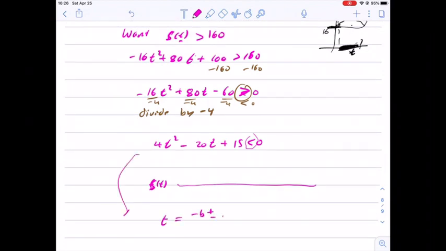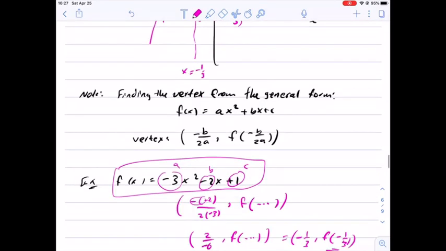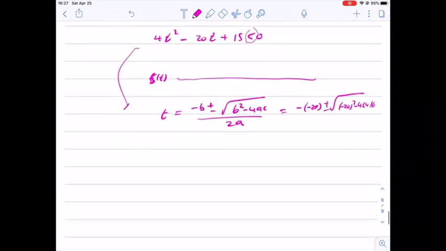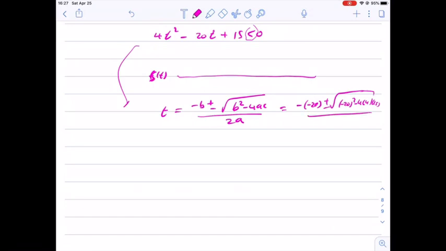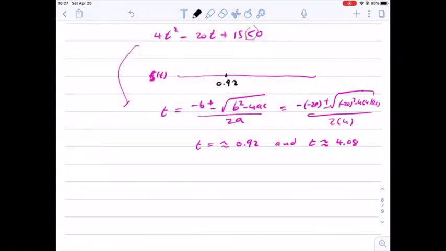t is negative b plus or minus square root of b squared minus 4ac, all over 2a. So this is negative negative 20 plus or minus square root of negative 20 squared minus 4 times 4 times 15, all over 2 times 4. And then, using the calculator, we get t equals 0.92, and the other t can be approximated as 4.08. So that means the two points here are 0.92 and 4.08. And now we study the sign.